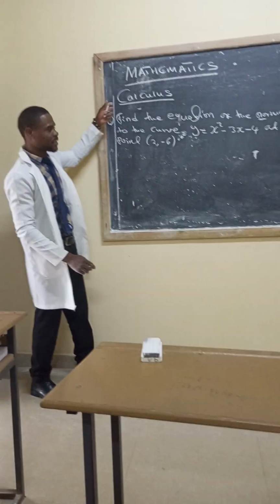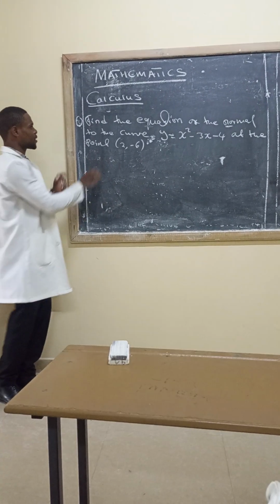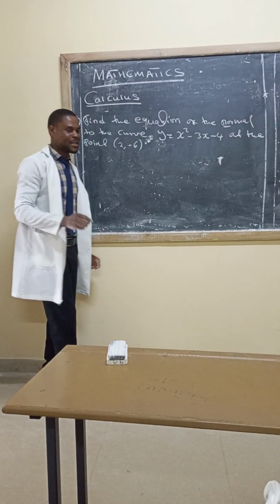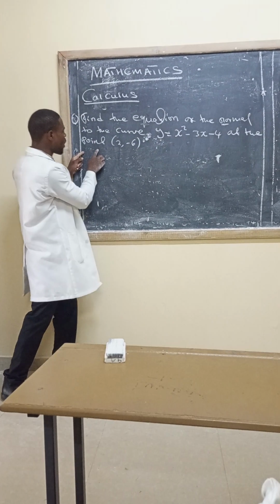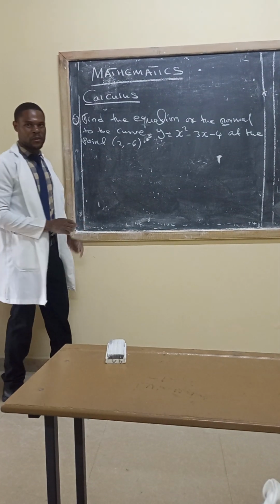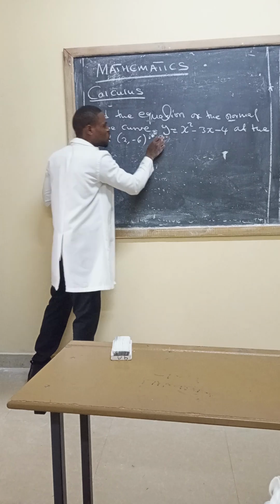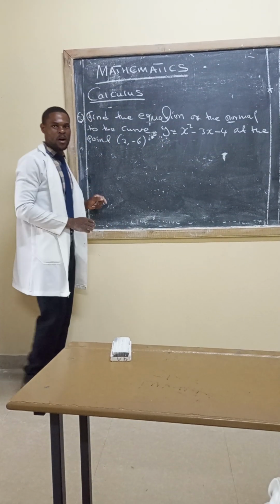So today we are just looking at differential calculus. The question is, find the equation of the normal to the curve y is equal to x squared minus 3x minus 4 at the point (2, -6). So first step, for you to find the equation, you have to differentiate the original function.